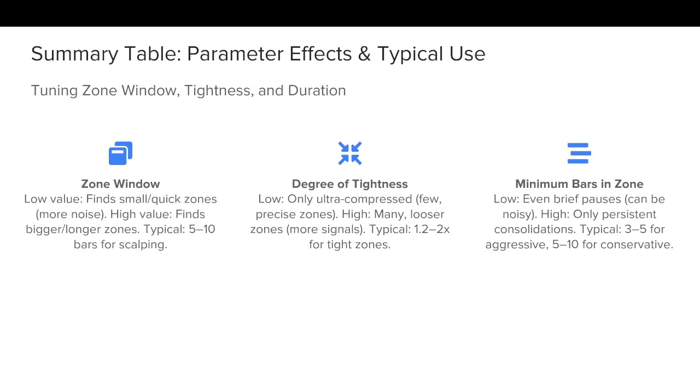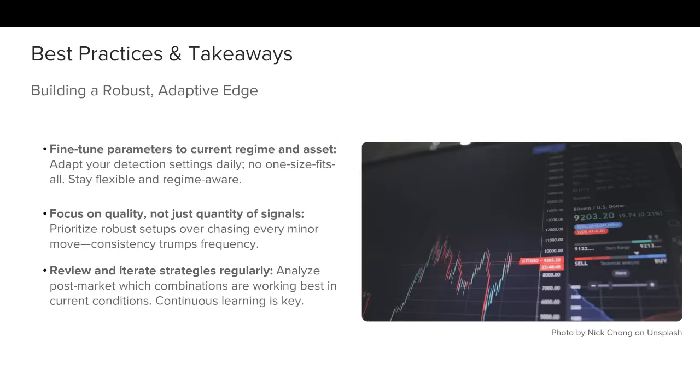Minimum bars in zone, even brief pauses can be noisy. High if persistent consolidation. Typical 3 to 5 for aggressive, 5 to 10 for conservative. So your best practice should be fine-tune parameters to current regime and asset. Adapt your detection settings daily. No one size fits all. Stay flexible and regime aware. So if you are a smart scalper, after every day, you will see which are the settings which are suiting the current market and set accordingly.